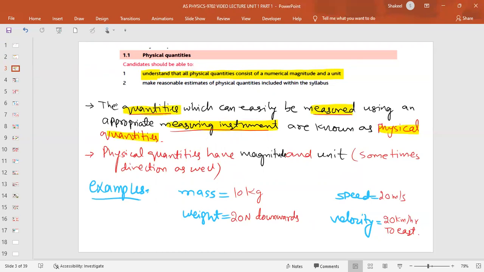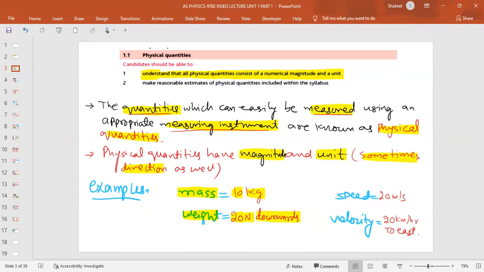And then in order to represent the physical quantities, we use a magnitude. You know, magnitude is a number, a numeric size, and it has the unit, and sometimes it has the direction as well. And you know, that is in vectors. So there are a few examples. Let's say the mass is 10 kg. 10 is the magnitude and kg is the unit. Similarly, weight. Weight is 20, which is the magnitude, newton, which is the unit, downwards, that is the direction.